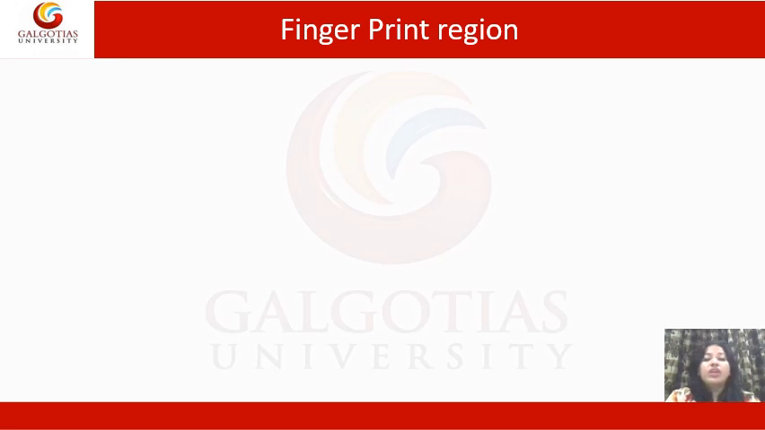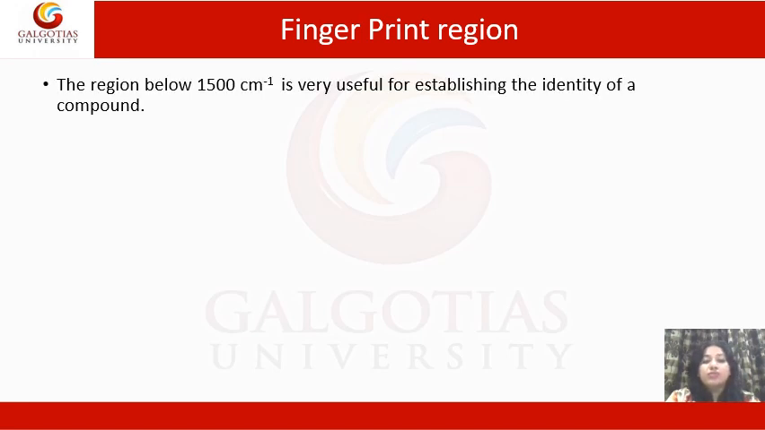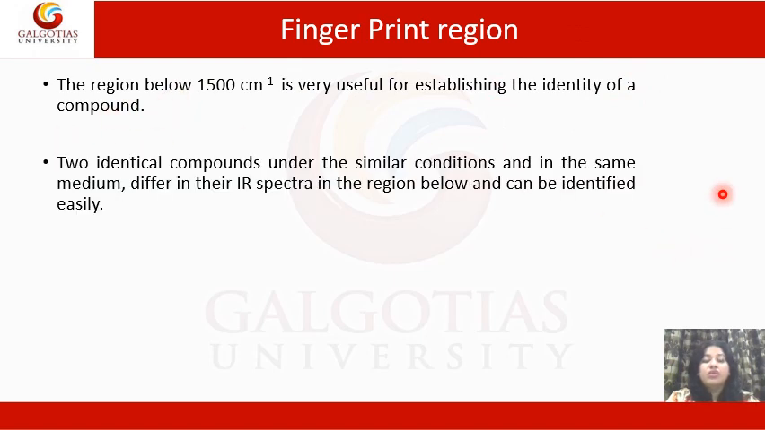Now, what is the fingerprint region? The region below 1500 cm inverse is very useful for establishing the identity of a compound. Two compounds under similar conditions and in the same medium that differ in their IR spectra in the region below can be identified easily.